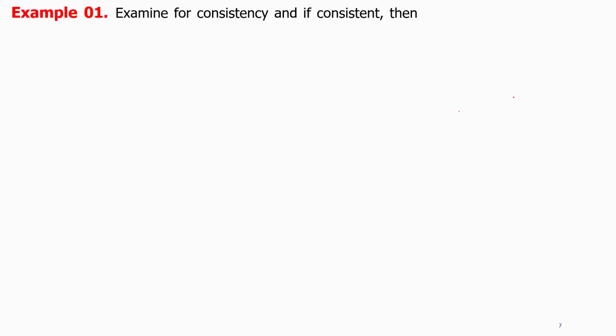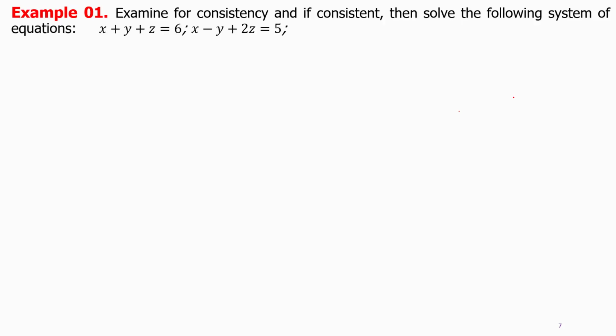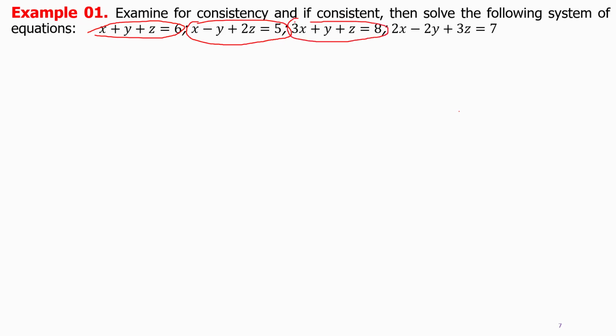So let us take first example. Examine for the consistency, and if consistent, then solve the following system of equations. We have given four equations. Equation number 1 is x plus y plus z equal to 6. The second equation is x minus y plus 2z equal to 5. Third equation is 3x plus y plus z equal to 8. And the fourth equation is 2x minus 2y plus 3z equal to 7.